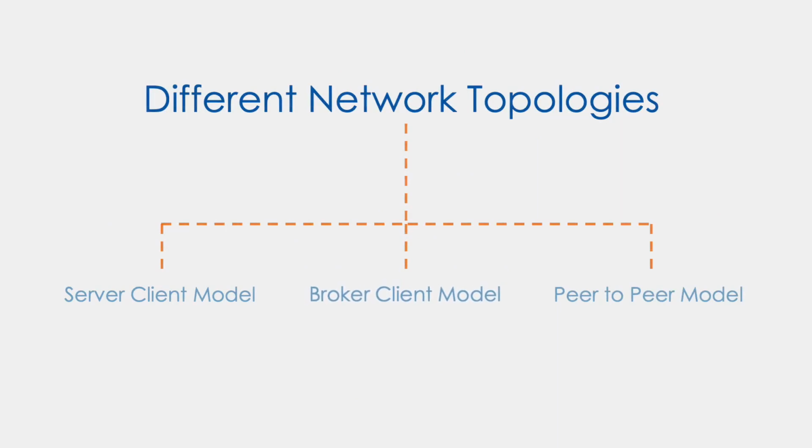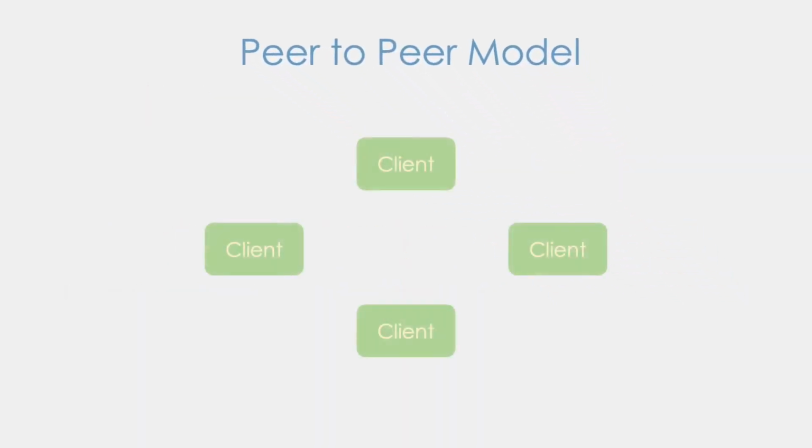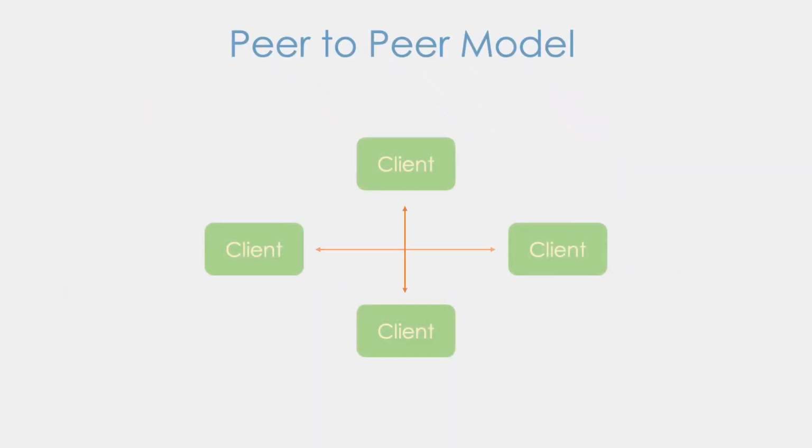And the last one is peer-to-peer model. This is a true distributed system where there is no single point to get data from. Examples of this model are BitTorrent and OPC UA PubSub.